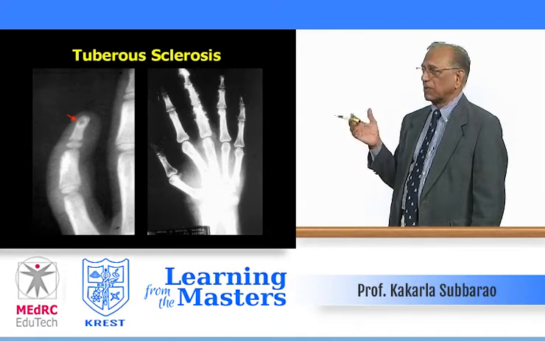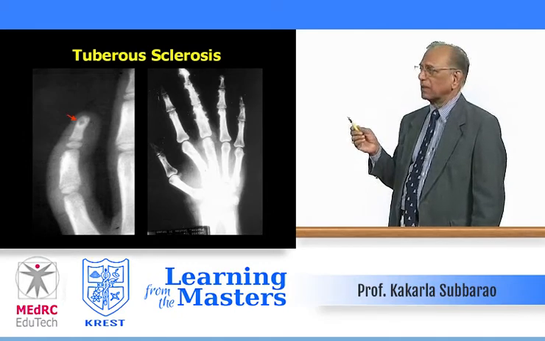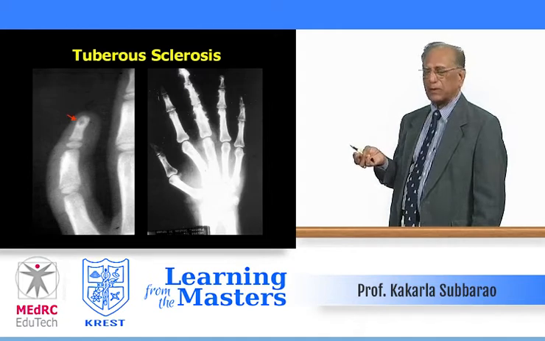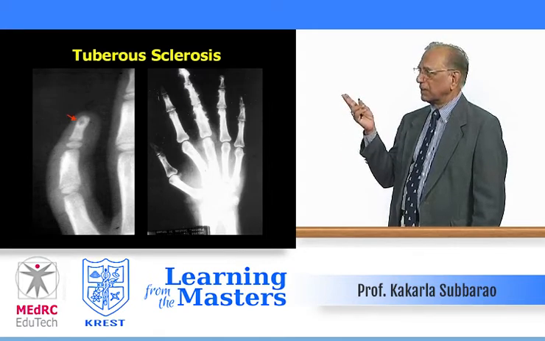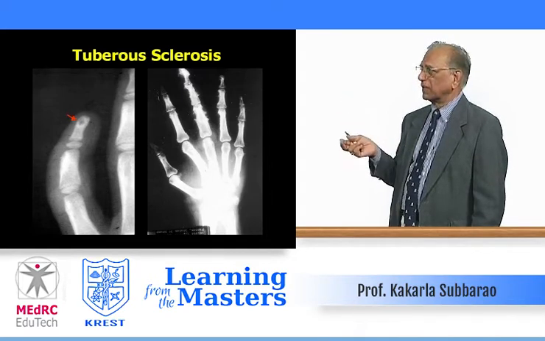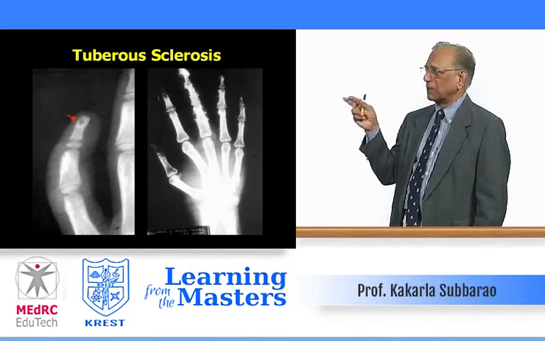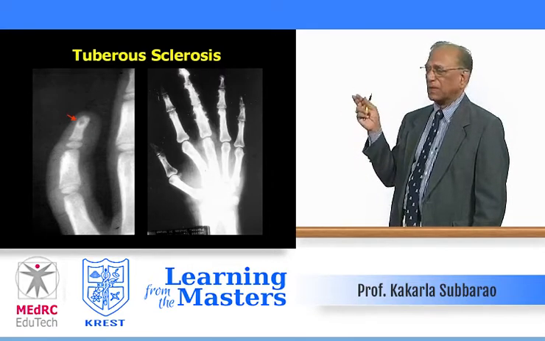Tuberous sclerosis, what are the changes? You find multiple hamartomata, even in the bones, subcortical pitting, and look at the phalanges of the third finger, cortical scalloping. These are all due to hamartomas in the subperiosteal or cortical areas.